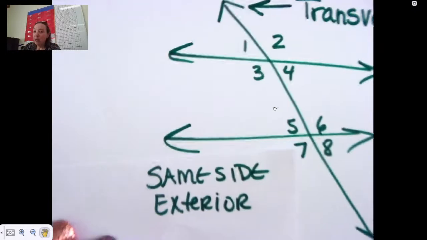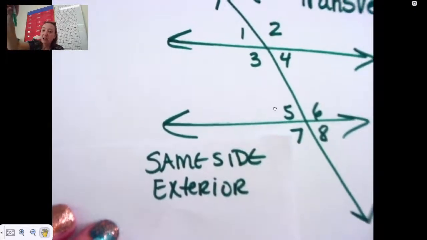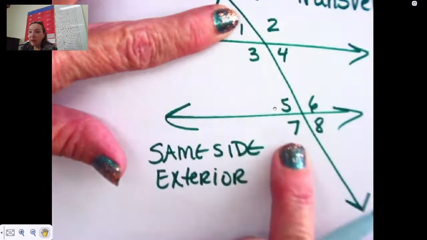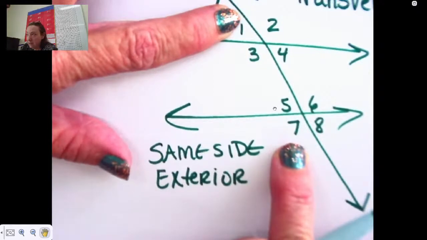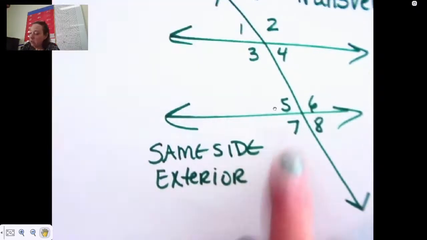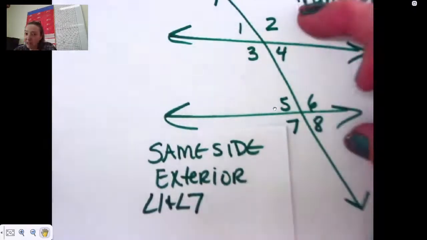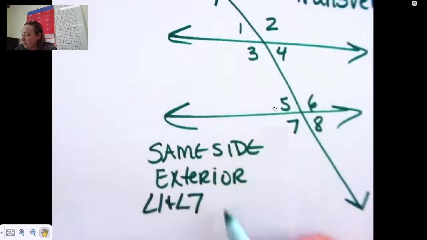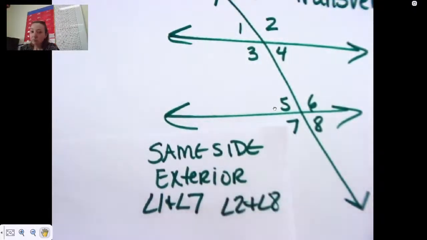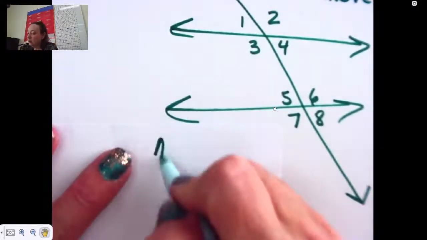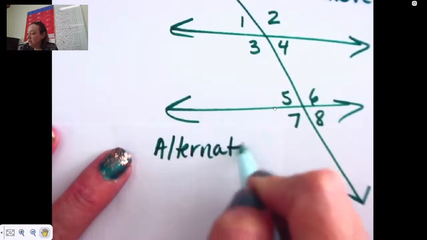So what angle pairs would be same side exterior? Angle 1 and angle 7. Y'all see how they're outside those two lines, but they're on the same side of the transversal? So angle 1 and angle 7. What else? 2 and 8. You see how 2 and 8 meet that criteria? Angle 2 and angle 8. Okay, so we've done same side interior. We've done same side exterior. Next, we're going to look at alternate interior.